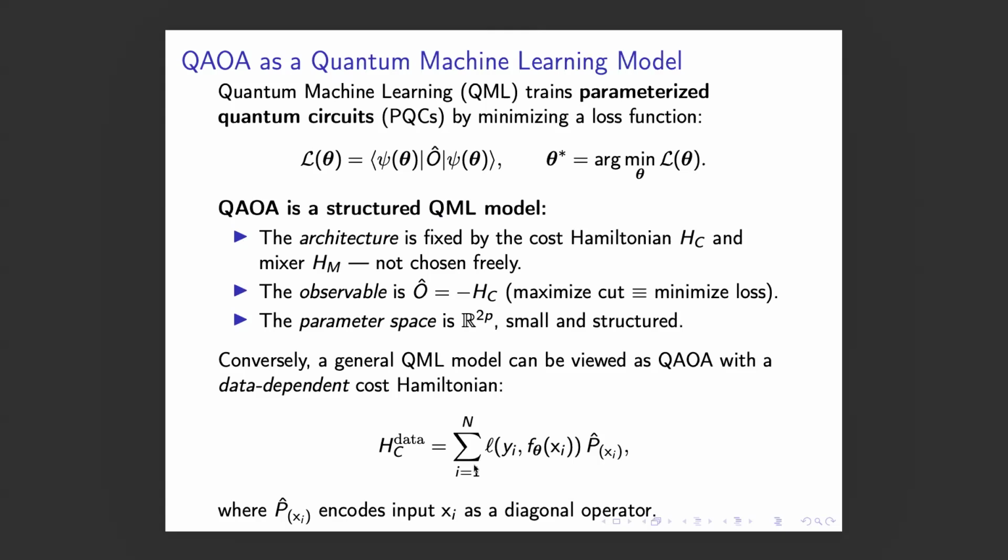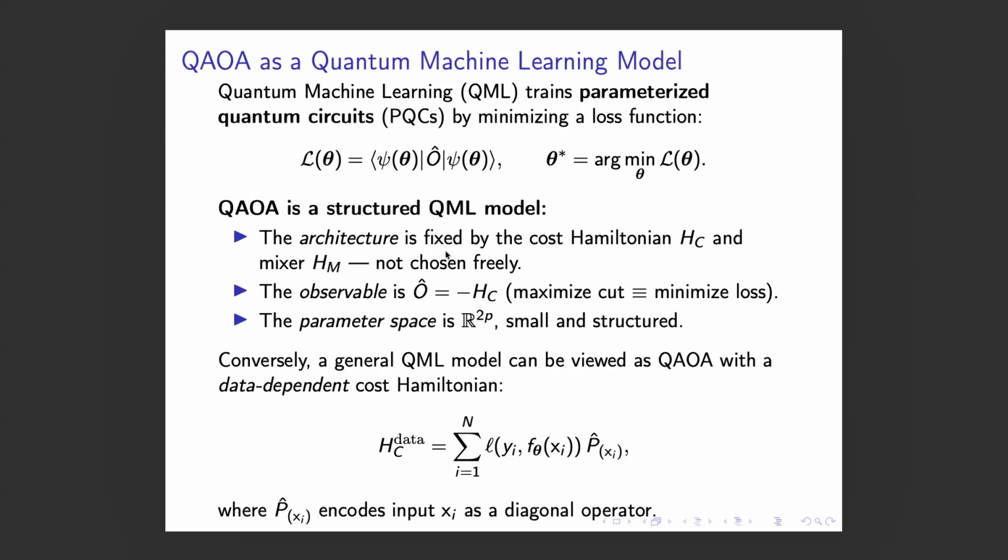So we can actually view this QAOA algorithm as a quantum machine learning model. What it does is it trains parameterized quantum circuits by minimizing a loss function. And this is essentially what we end up doing when we deal with quantum machine learning methods like quantum neural networks or quantum Boltzmann machines. So you can think of this as a kind of structured quantum machine learning method.